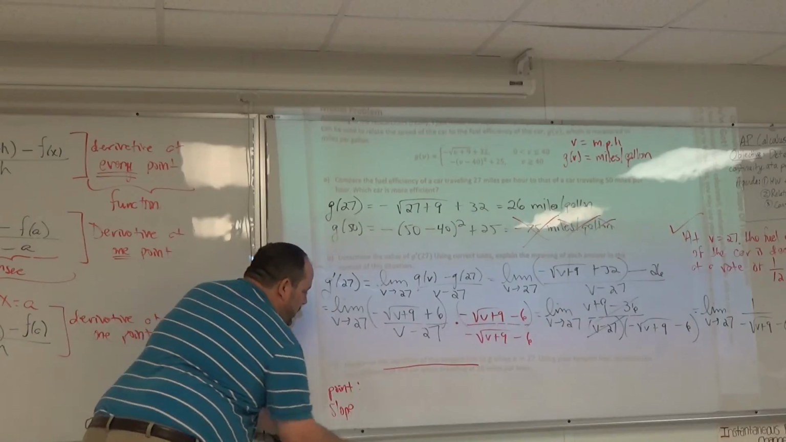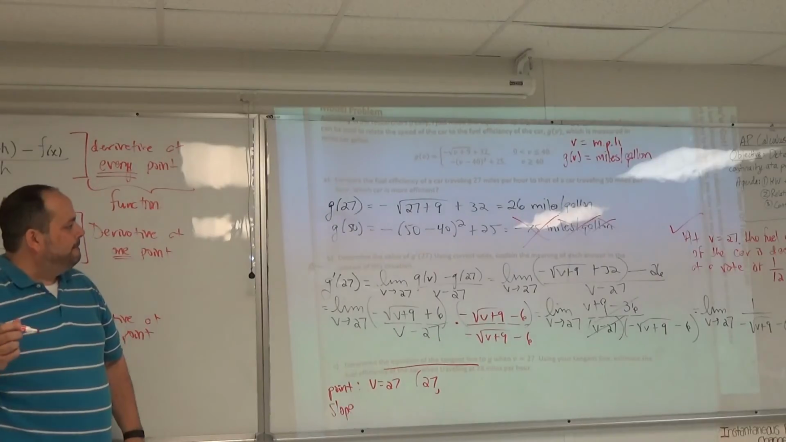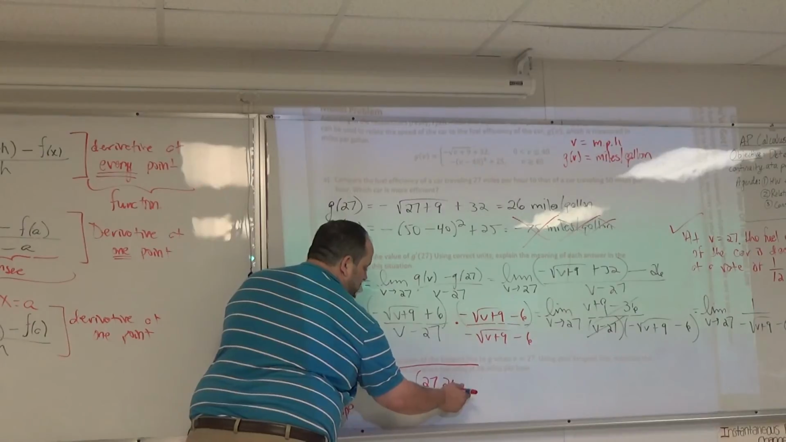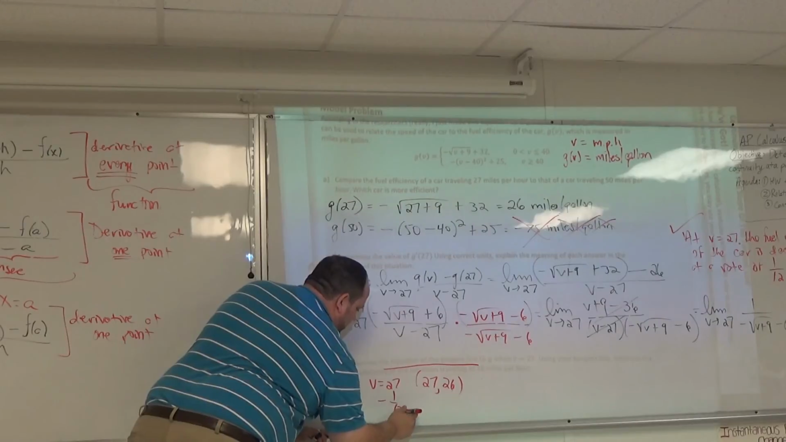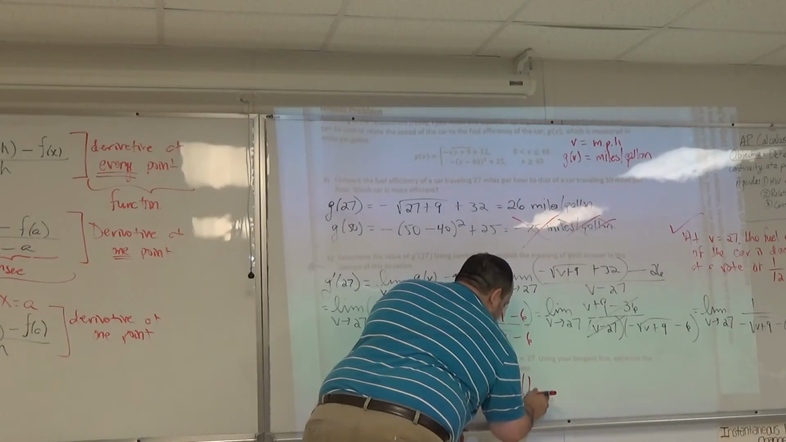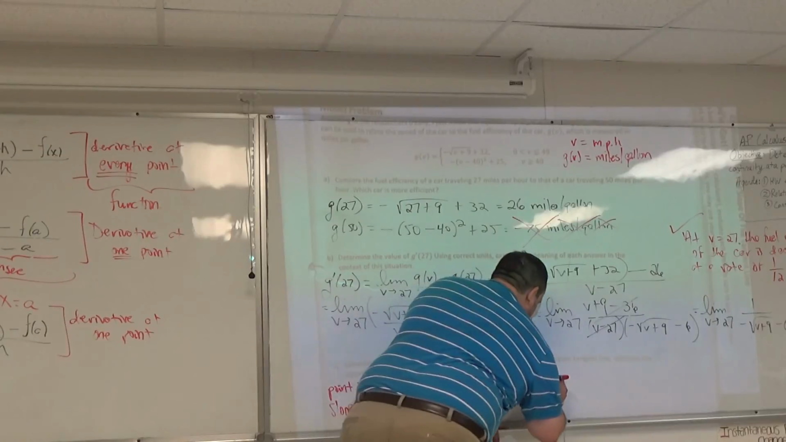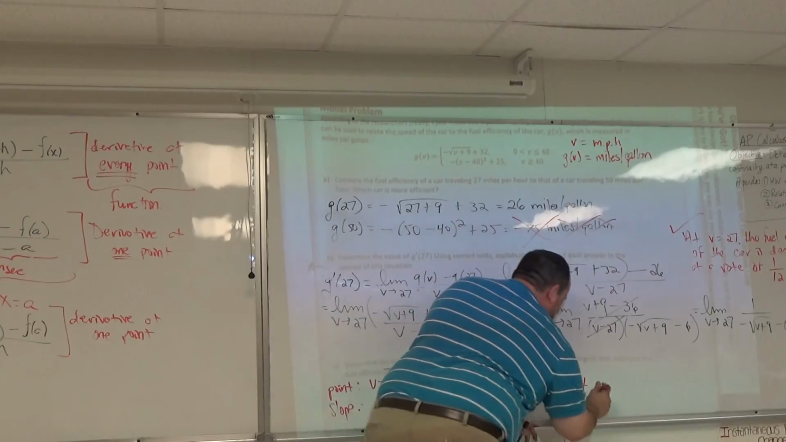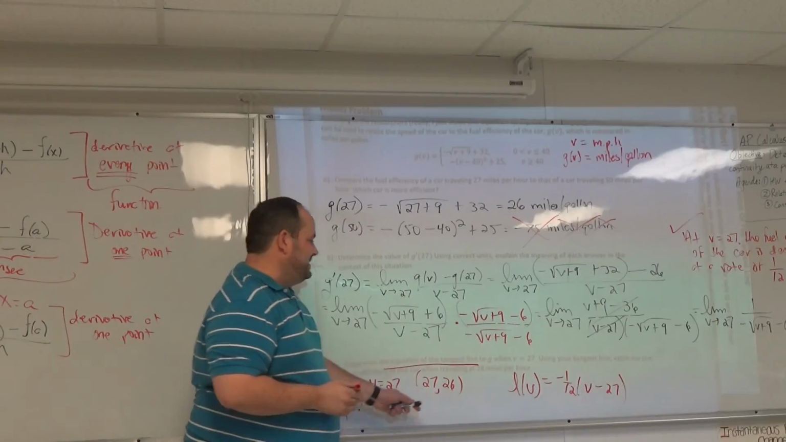When V equals 27, the coordinates of the point are 27 comma what? What's the y value? 26. What's the slope? Negative 1 over 12. The equation of the tangent line? Put those together. And I'm going to call it not L of x, but L of t, because t is my independent variable. It is going to be negative 1 over 12 times V minus 27, plus 26. Oh, I mean, thank you for making me a better teacher.